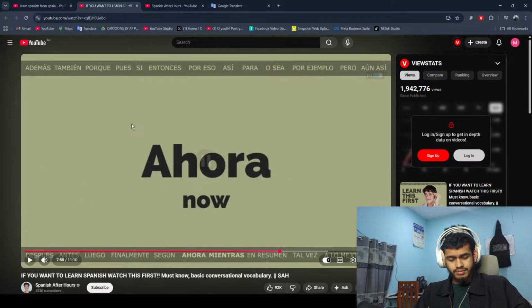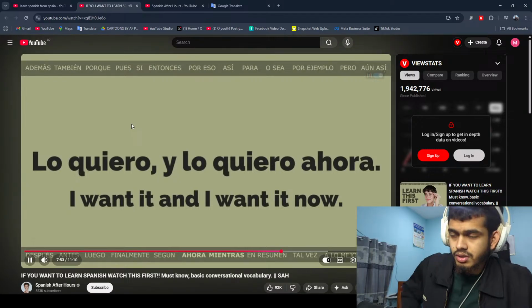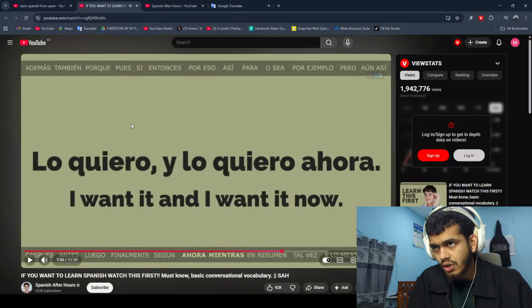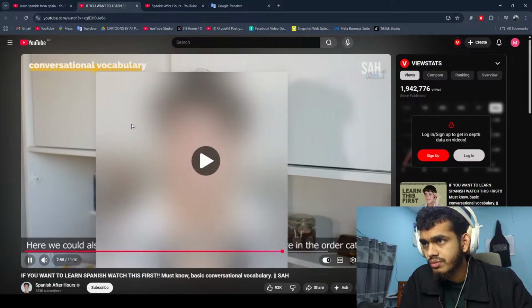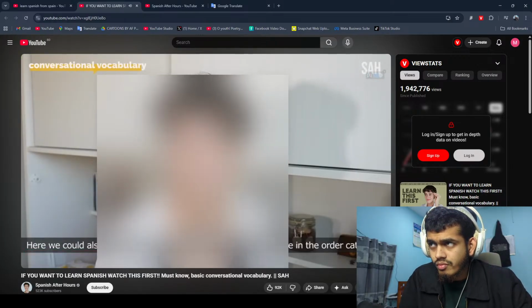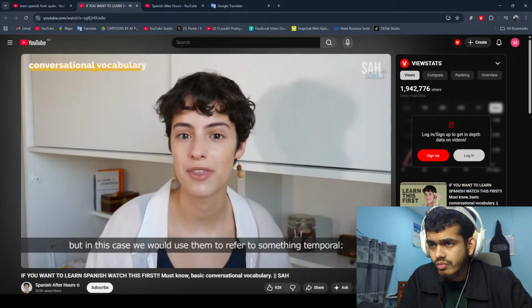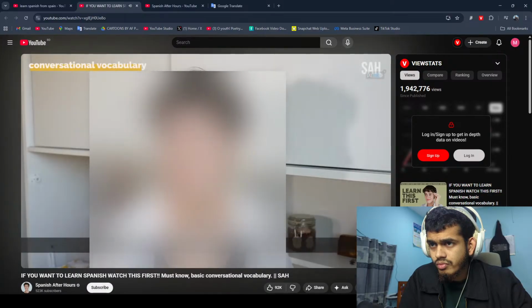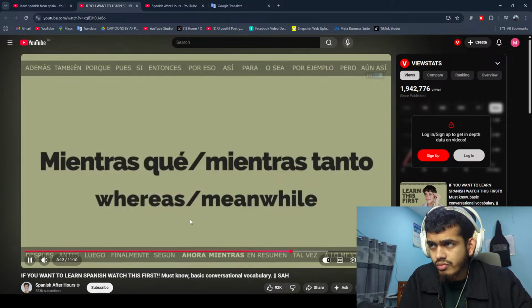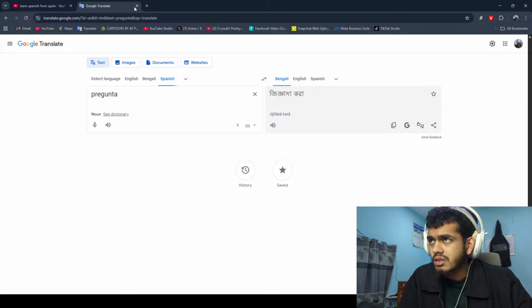Ahora, now. Lo quiero y lo quiero ahora. Here we could also use después y antes, which we saw before in the order category, but in this case we would use them to refer to something temporal. En España, cenamos después de las 9. Mientras. Here we have two options. ¿Mientras qué? Mientras tanto.